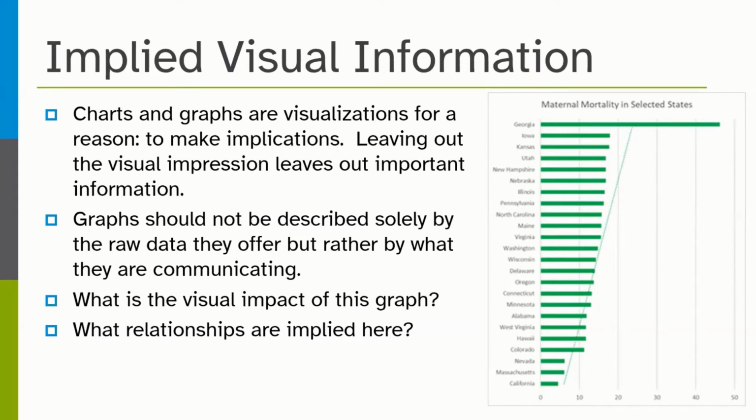So once you've written your concise alt text description, step back and think, what is the visual impact of this graph? What relationships are implied here? And try not to leave out what the visual impression is for the listener.